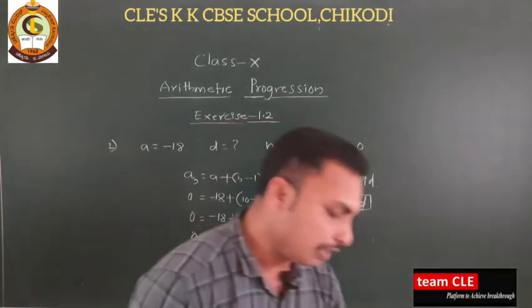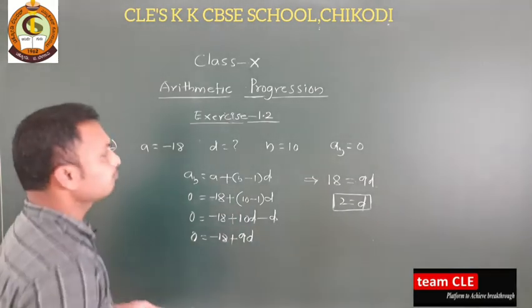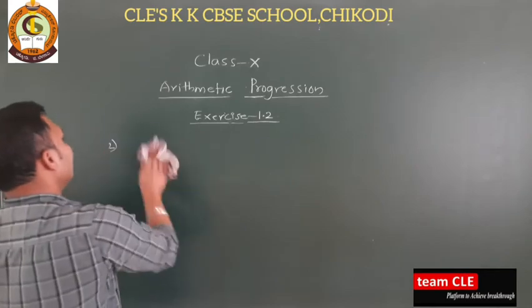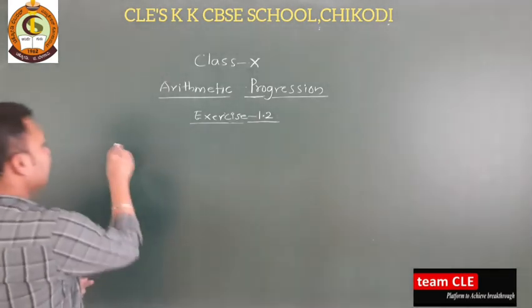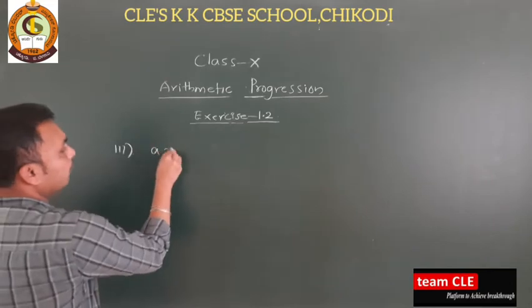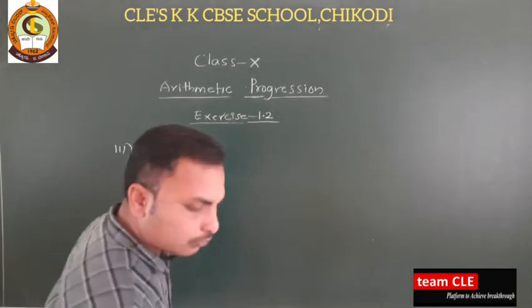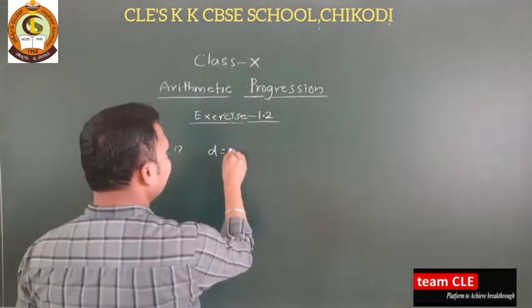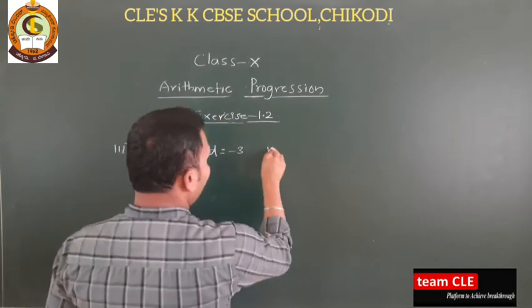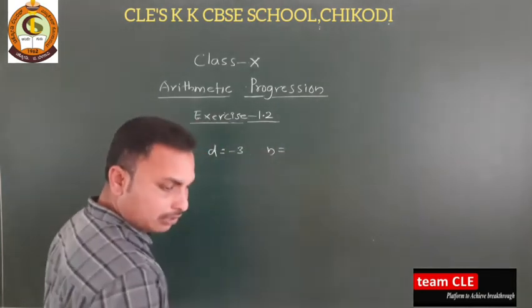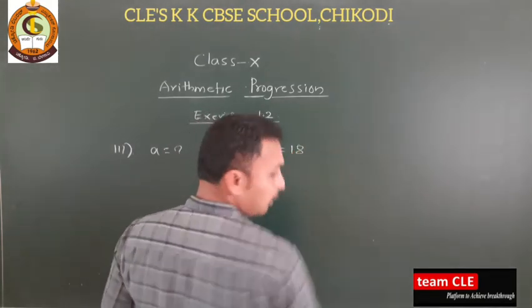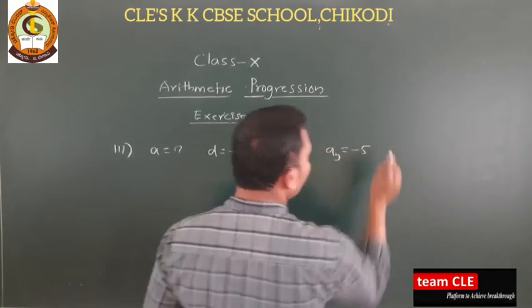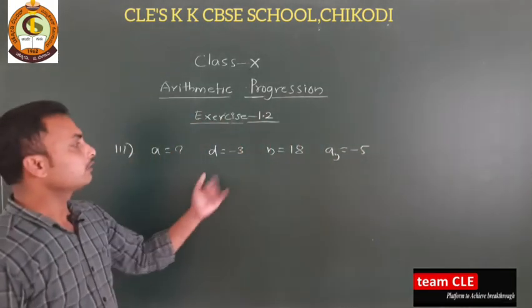Next, third one. First A is not given here, question mark. D is given, it is minus 3. Next we have N, they are given here 18, and in the question they are given An is equal to minus 5. This is all the things they are given here.